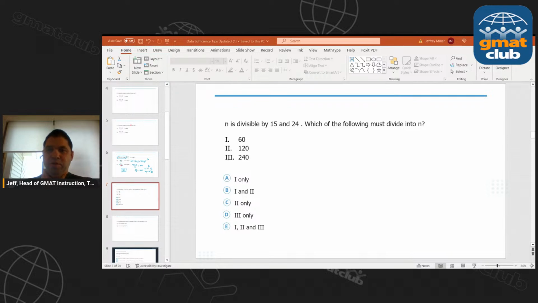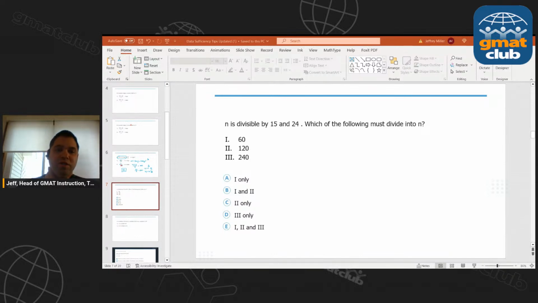All right, so pretty much all you guys got this question right here. This is just a plain old LCM question. They don't always have to ask you what the LCM is. The key component here is that it's saying that n is divisible by two numbers. The moment you see that, you know you're dealing with LCM.